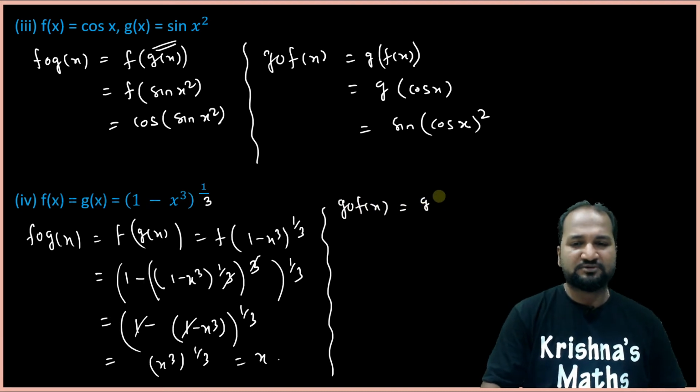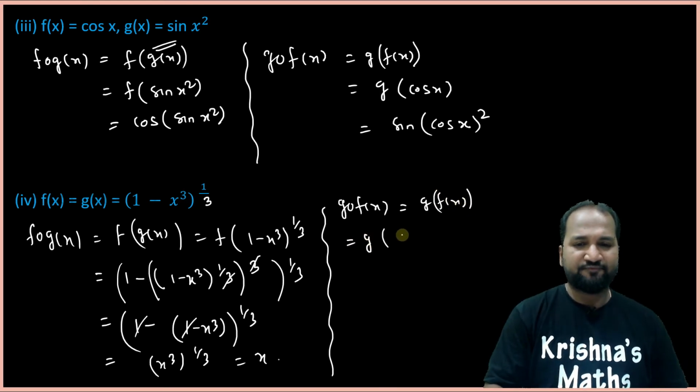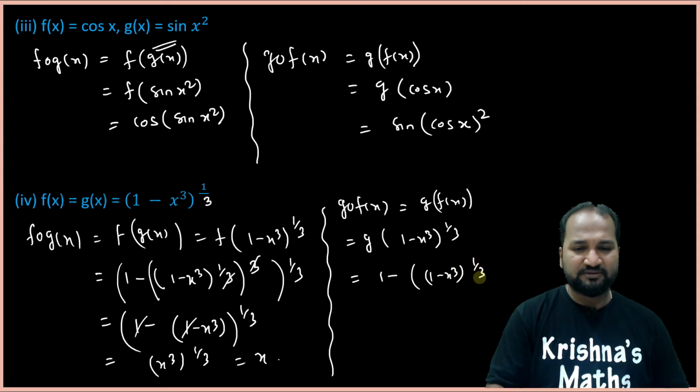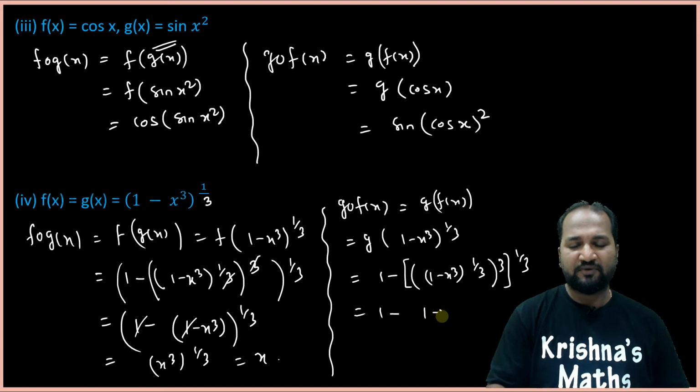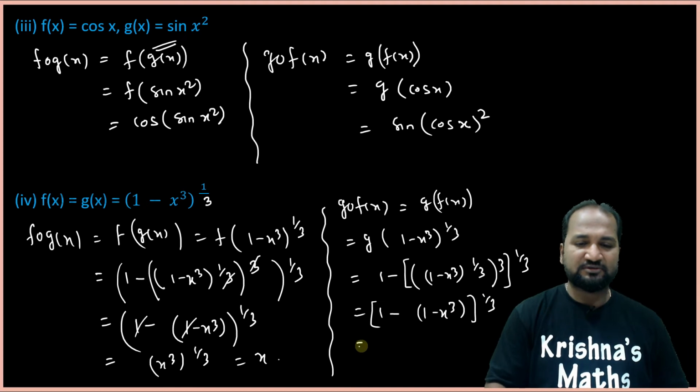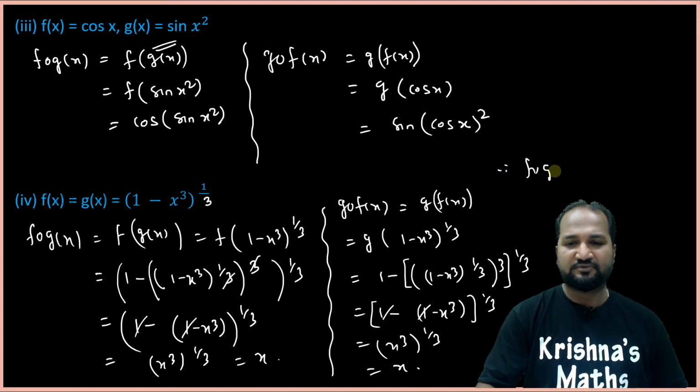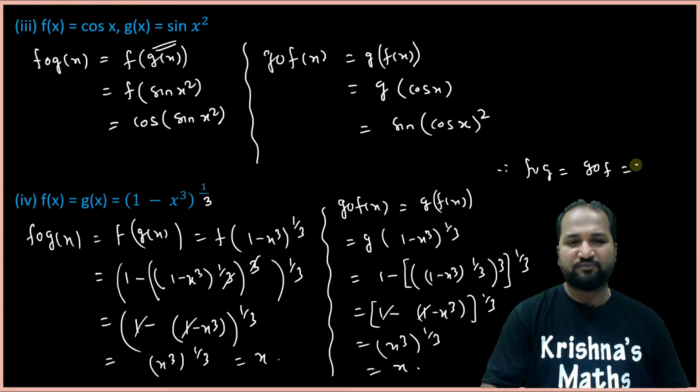Now g of f of x is g of 1 minus x cube raised to 1 by 3. So this is equal to 1 minus x cube raised to 1 by 3 whole raised to 3, and that whole raised to 1 by 3. So this is 1 minus 1 minus x cube, whole raised to 1 by 3. The 1 cancels, x cube raised to 1 by 3 is equal to x. Therefore fog equals gof, and both are equal to x.